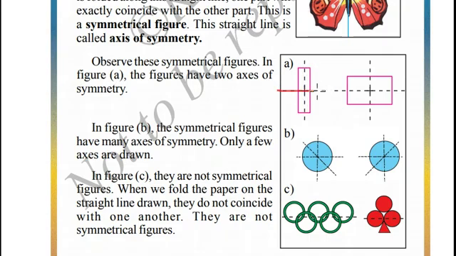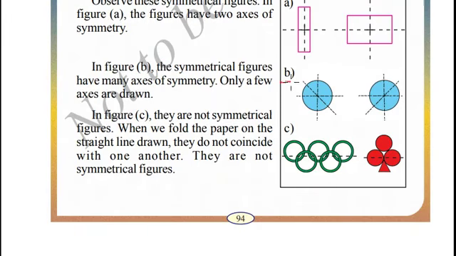When you fold this rectangle vertically, this part will be matched with this part. When you fold this rectangle shape horizontally, this part will match the other part. Even for this rectangle, it has got two axes of symmetry.